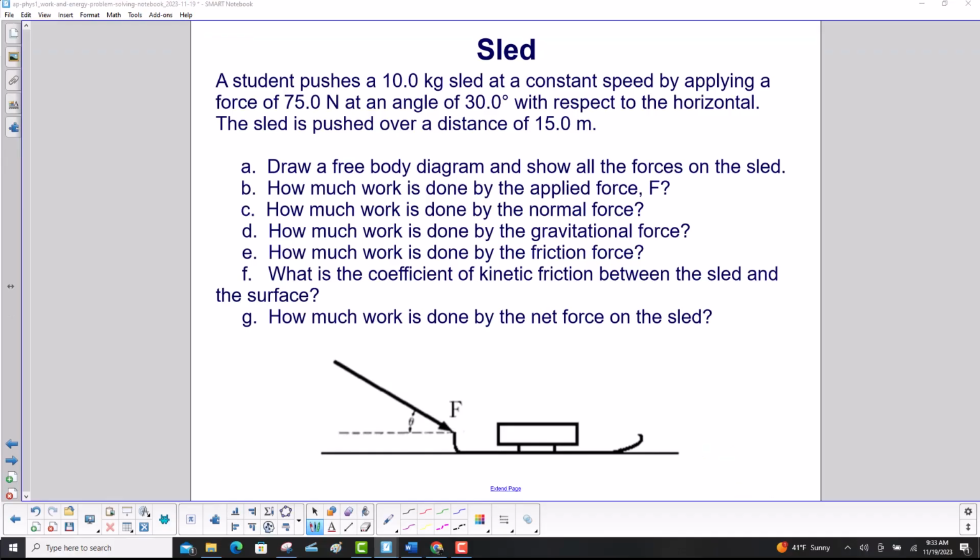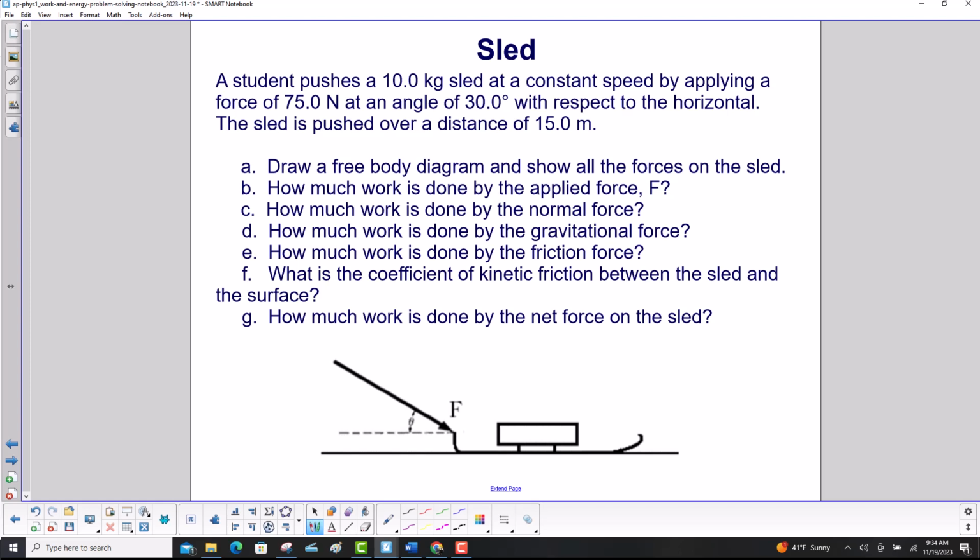Sled. A student pushes a 10 kilogram sled at a constant speed by applying a force of 75 newtons at an angle of 30 degrees with respect to the horizontal. The sled is pushed over a distance of 15 meters.